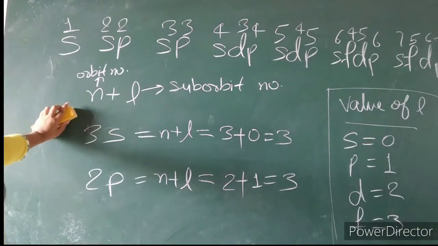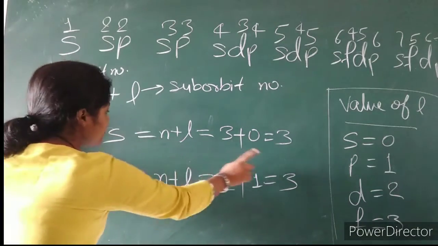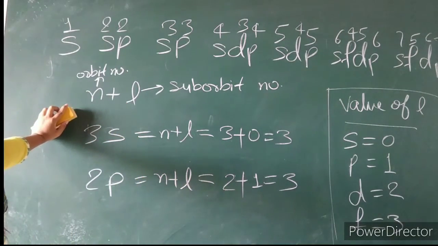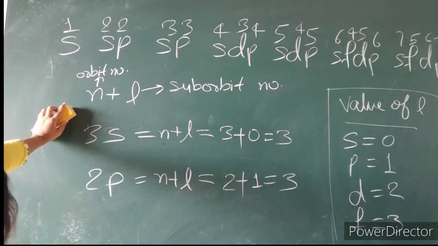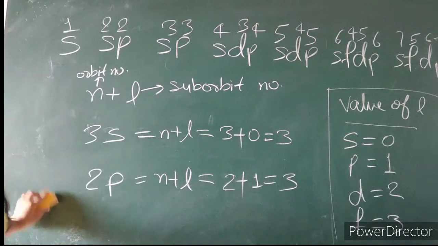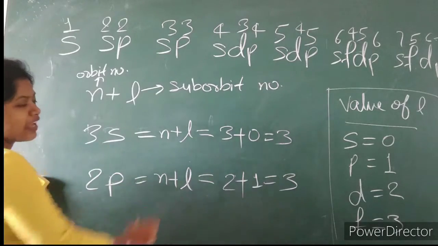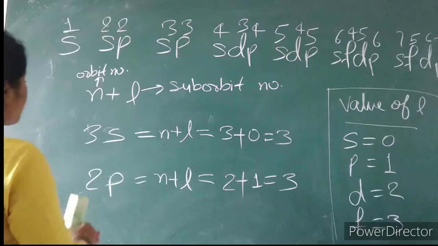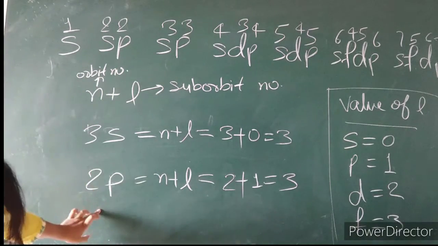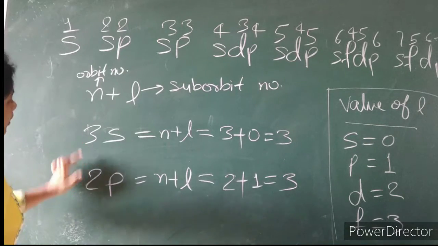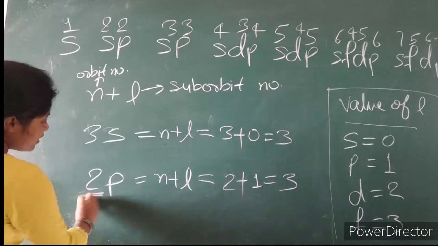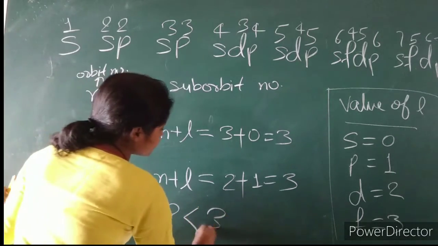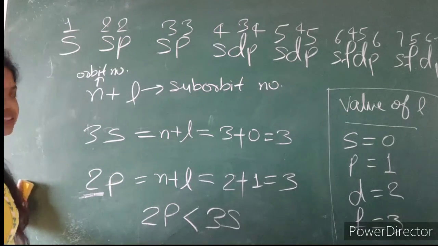Now, here it may be that 3s has n plus l value 3 and 2p has the same value 3 as well, okay? Now the question may come in mind: how do we consider the increasing order of orbit among these? So students, in such a case when we get the same value of n plus l, then we will see the value of n, the orbit number. Whichever has the smaller orbit will have lower energy. So here, of 2p and 3s, the orbit number 2 is smaller than 3, so 2p will have lower energy than 3s. Okay students, getting the point?